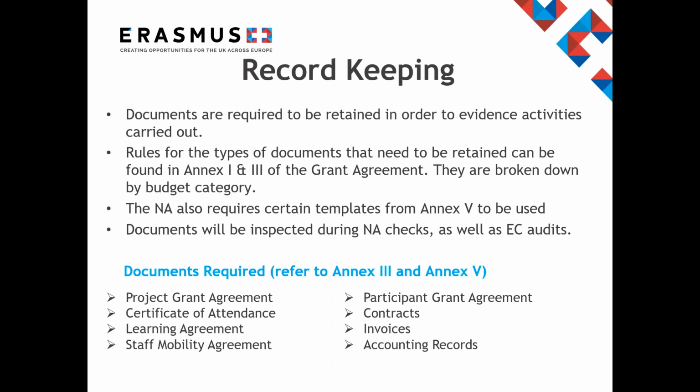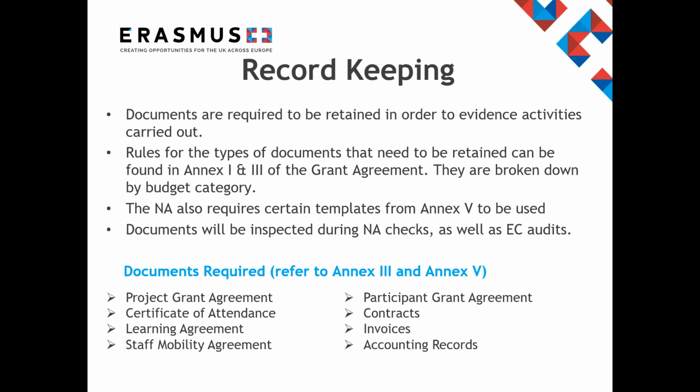The main source of information for record keeping can be found in Annex 3 of your grant agreement. In this annex, the requirements are broken down by budget category. Some of these documents are the Certificate of Attendance of Participants. This document is a proof of attendance of the activity in the form of a declaration signed by the receiving organization specifying the name of the participant, the purpose of activity, as well as its starting and end date.